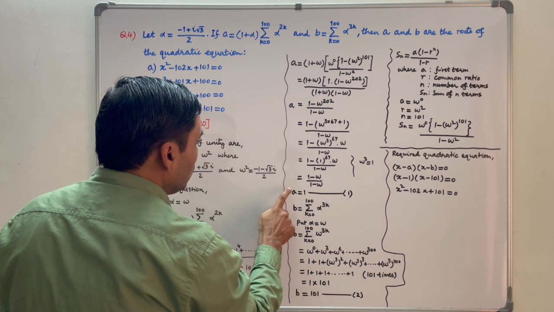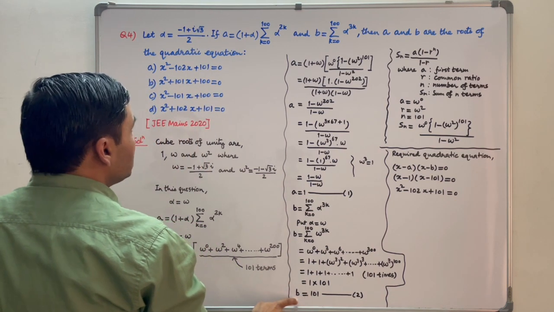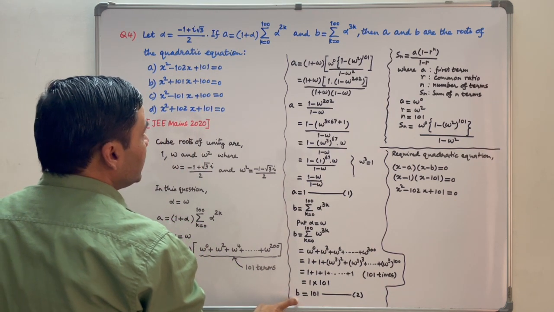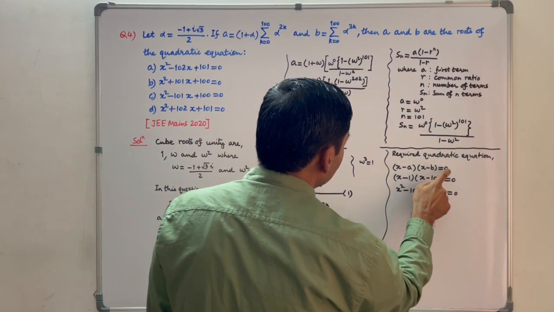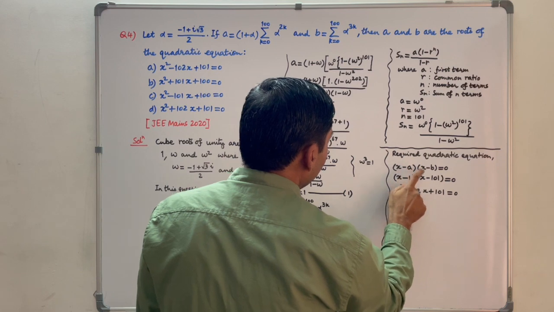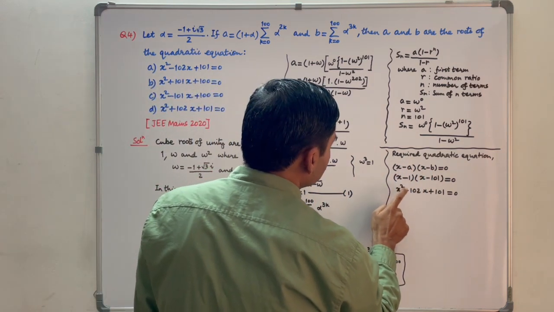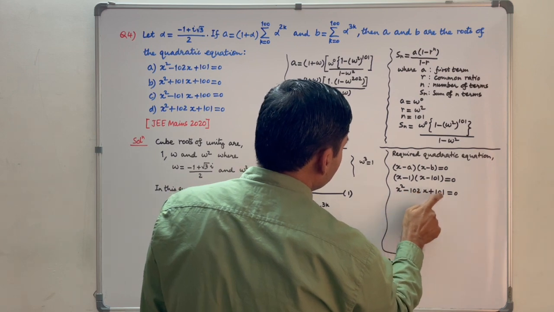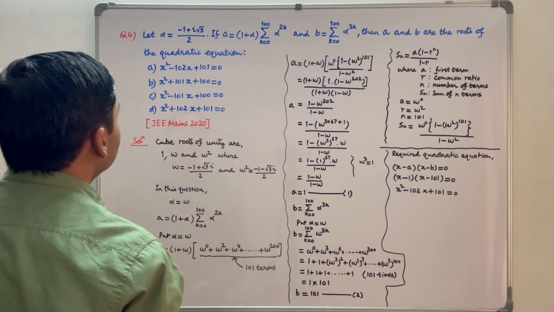Now we have got the value of A and B. So quadratic equation whose roots are A and B will be given by x minus A into x minus B is equal to 0. Put the value of A and B from here. So quadratic equation is x square minus 102x plus 101 is equal to 0. So the correct option is option A.